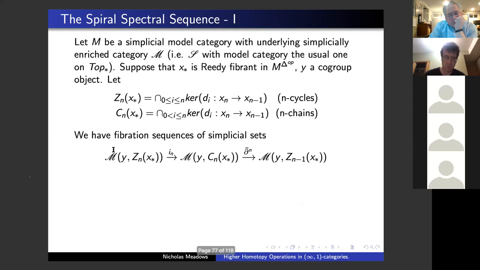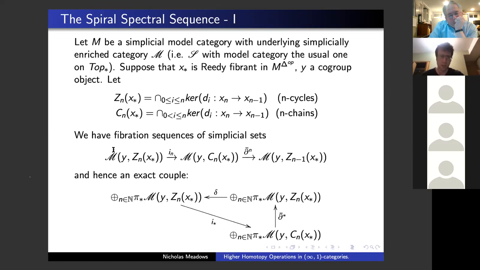To explain what these things are, the map i_n is just the inclusion of the n cycles in the n chains, and the map del_n is induced by applying the face map d_0 to get an n cycle from an n chain. You have to do a little bit of work to show that, in fact, if I apply d_0 to an n chain, I get an n cycle. So the long exact sequence of homotopy groups, we can arrange in an exact couple.